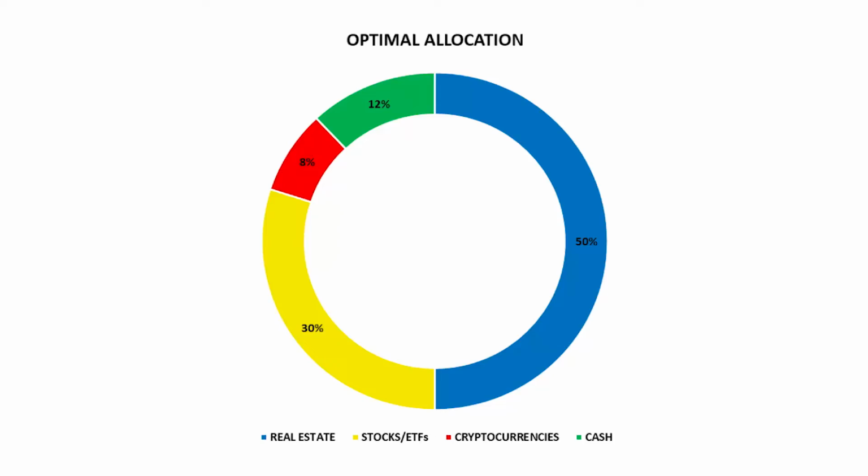The breakdown of my ultimate portfolio would be something like 50% in real estate, 30% in stocks and ETFs, 8% in cryptocurrencies, as I like to live dangerously, and about 12% in cash.